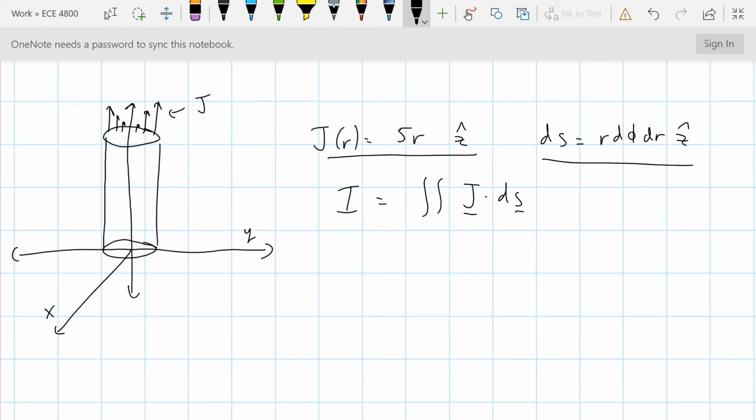Why is this r times d phi times dr? Well, we are going to integrate over this surface here. This is the dS surface that we're going to integrate. In order to integrate that surface, we need to integrate the variable r to get from the inside to the outside of the circle, and then we need to integrate phi to go all the way around.